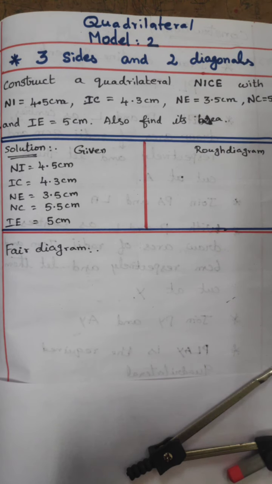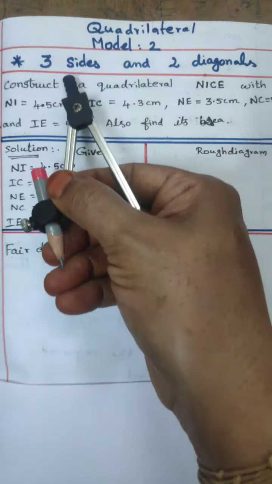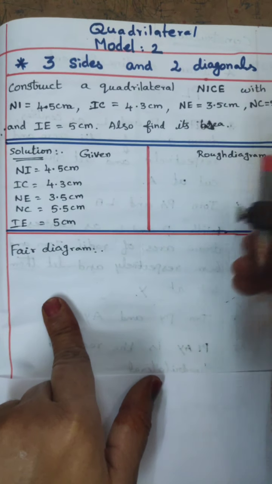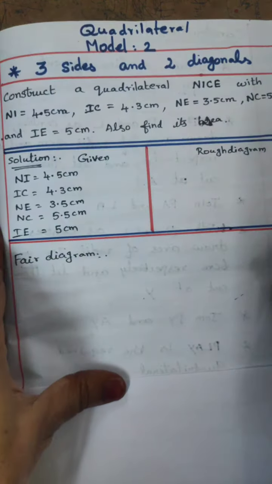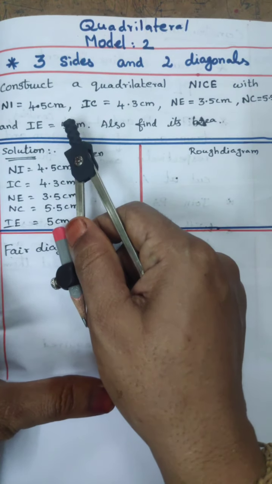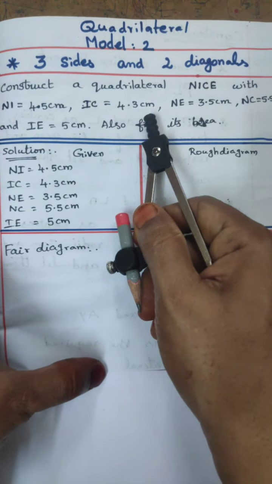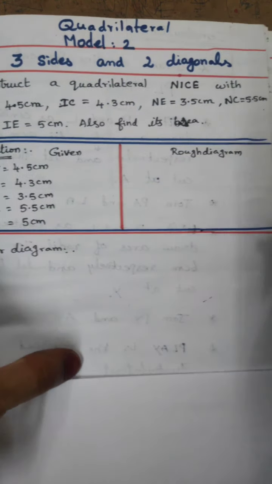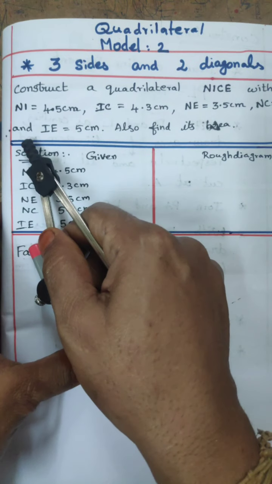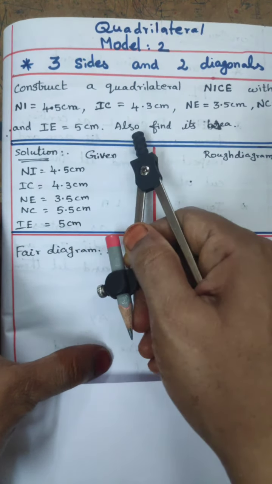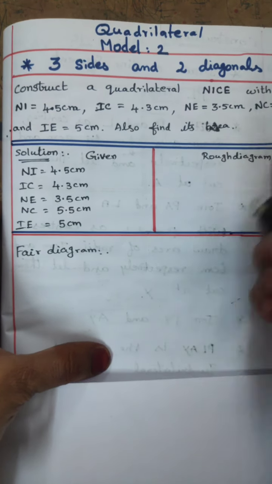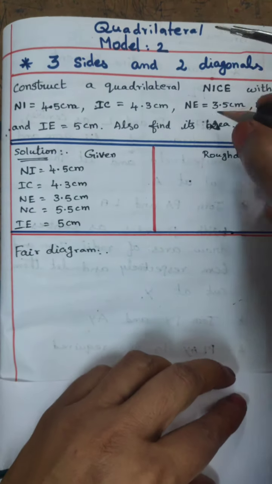Now I start Model 2: 3 sides and 2 diagonals. Construct a quadrilateral NICE with NI equal to 4.5 centimeter, IC equal to 4.3 centimeter, NE equal to 3.5 centimeter, NC equal to 5.5 centimeter and IE equal to 5 centimeter. Also find its area.